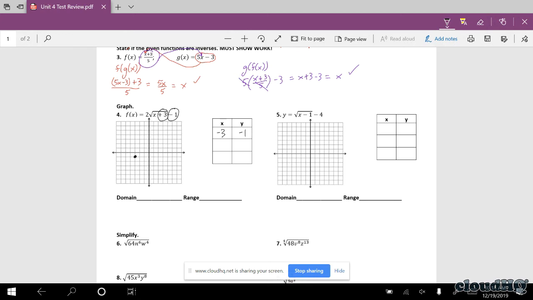1 would work, but I actually skipped 1. So let me plug in the 1. Let's do that. 1 plus 3 is 4. Square root of 4 is 2. So I'm going to put 2 times 2, which is 4, minus 1 gives us 3.